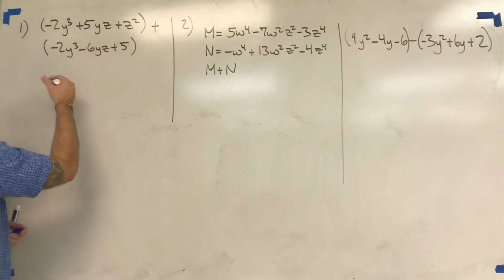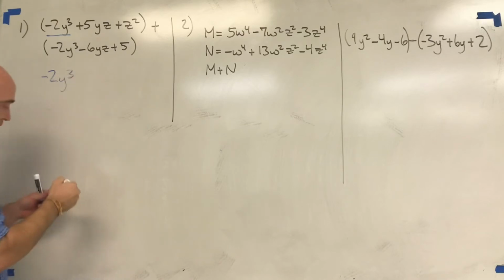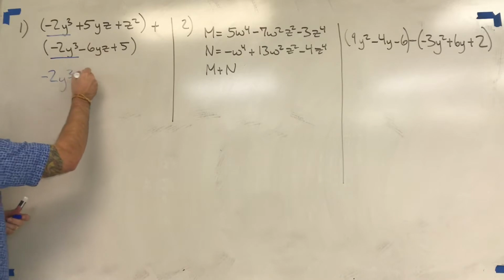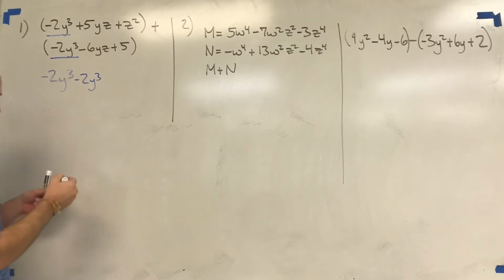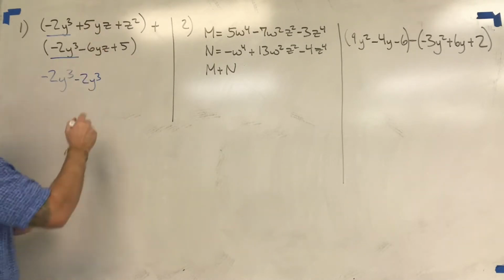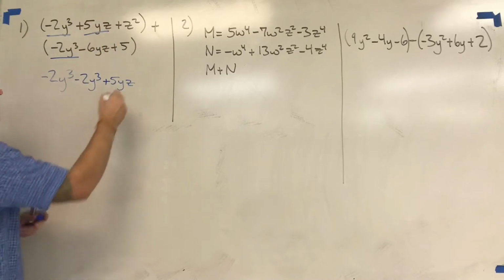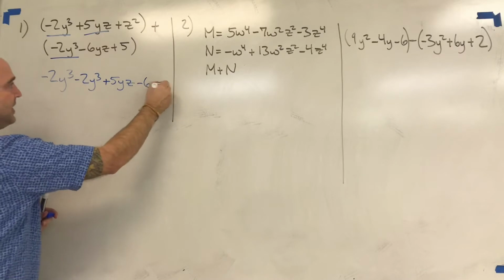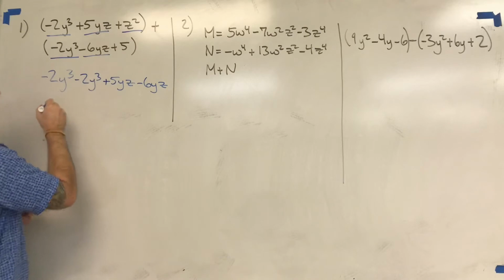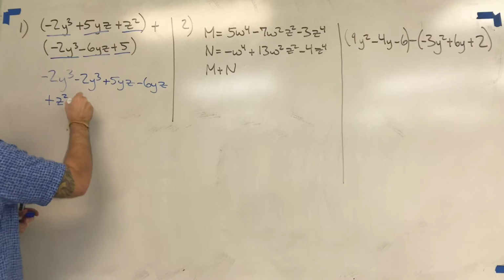First, I'll group the y cubes together. So I have a negative 2y cubed, and I have another negative 2y cubed. Those are the y cubes there. Then I have the 5yz plus 5yz, that's that one, minus 6yz, that's that one. And lastly, I have a z squared, so that's a plus z squared. And we have a plus 5 at the end.